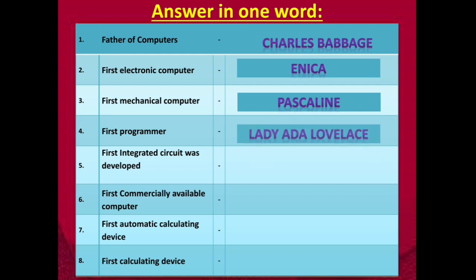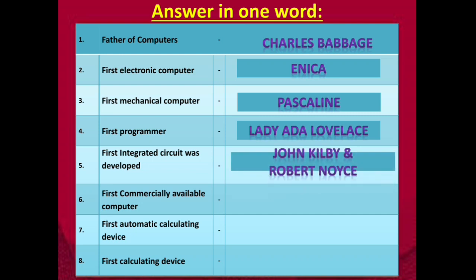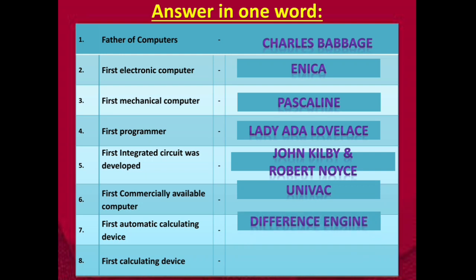First programmer: Lady Ada Lovelace. First integrated circuit was developed by Jack Kilby and Robert Noyce. First commercially available computer: UNIVAC. First automatic calculating device: difference engine. And first calculating device: abacus.